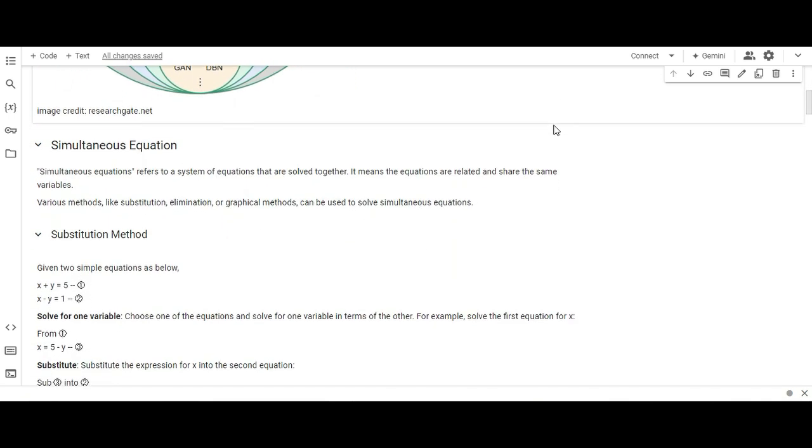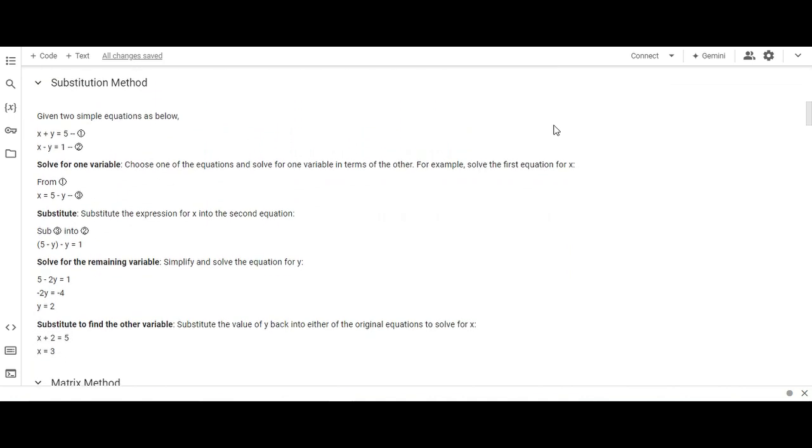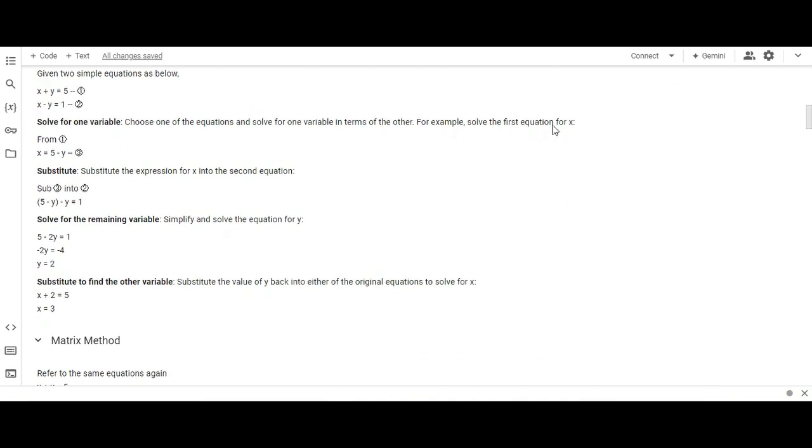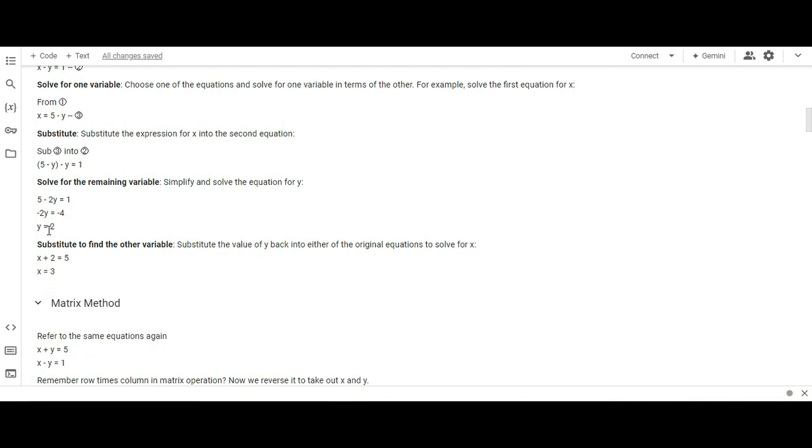As we have been taught, let's say we have x and y on the left hand side and 5 and 1 on the right hand side. If we rearrange the x and y, we take the y from the left hand side to the right hand side, we can substitute it into another equation. So now we get y equal to 2, x equal to 3.